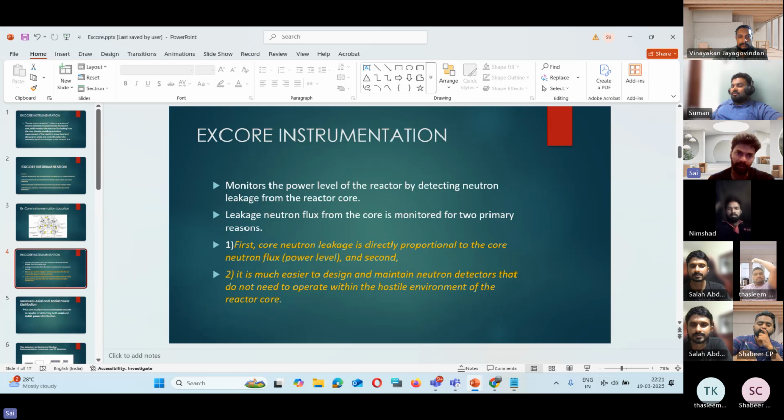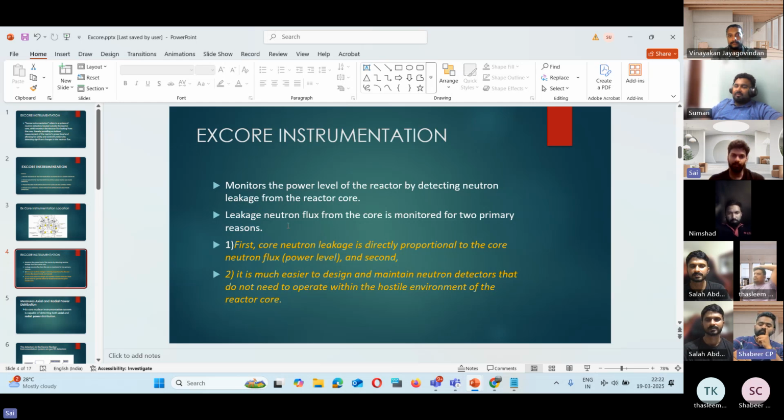As I mentioned earlier, it monitors the power level of the reactor by detecting neutron leakage from the core. There are two reasons why these instrumentation systems rely on leak neutrons. The first is that the leak neutron flux is directly proportional to the power inside the core. The higher the power, the more will be the leakage rate of the neutrons.